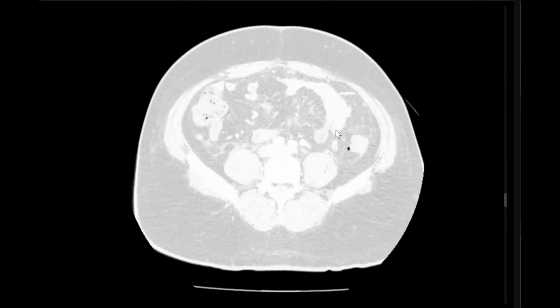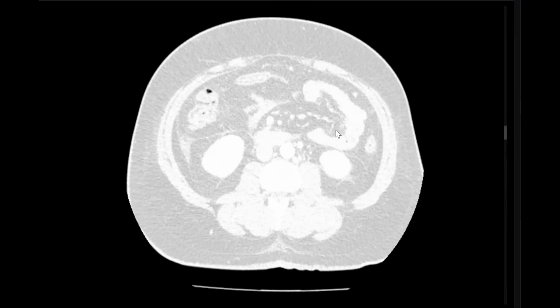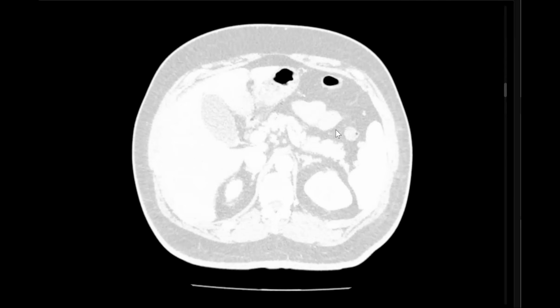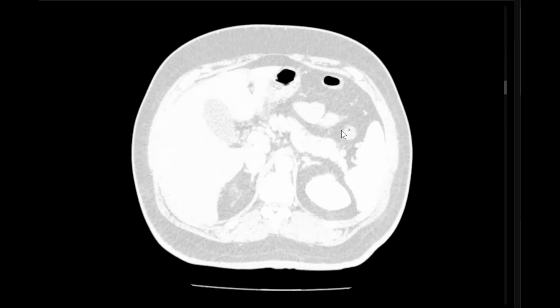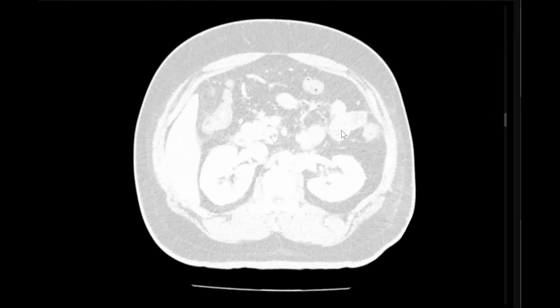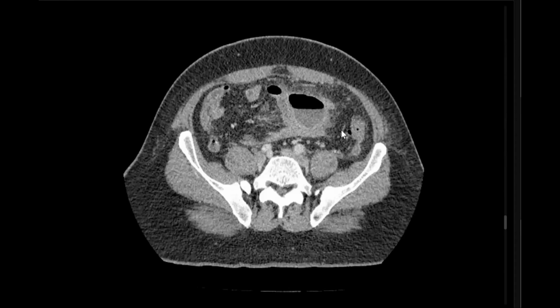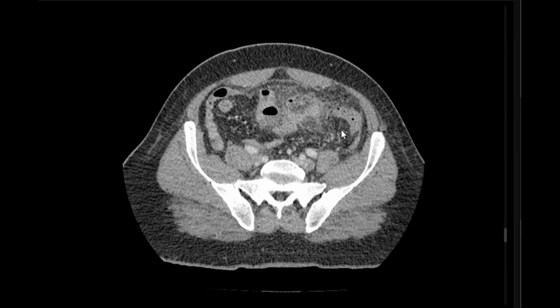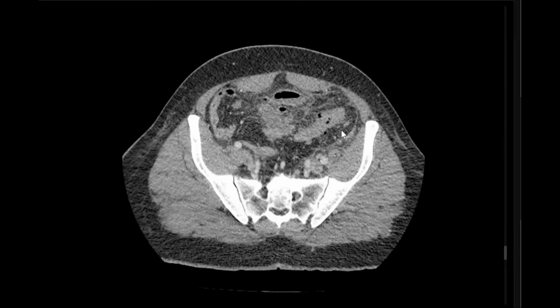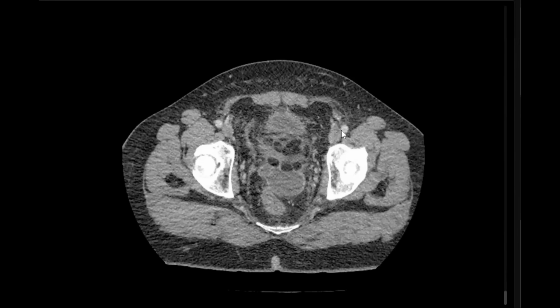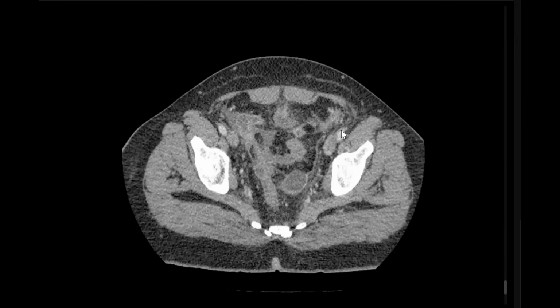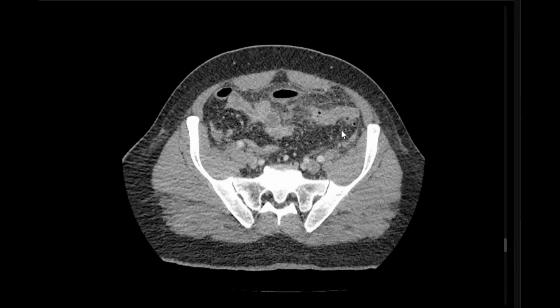Okay, I'll scroll through the rest of the images to see if there are any air foci under the diaphragm. I can't appreciate any air foci. I'll change again to the soft tissue window to see if there is any associated fistula tract with the surrounding viscera or pelvic organs. Anything important in the upper abdomen? In the liver, portal vein?